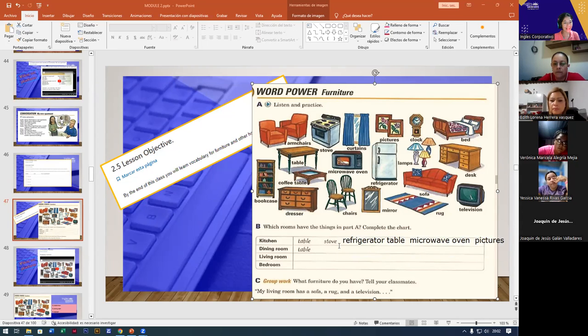What about in a dining room? What do we normally find? Armchairs in a dining room? That's in a living room. Chairs. A dining room is like the area where we eat. Bookcase.